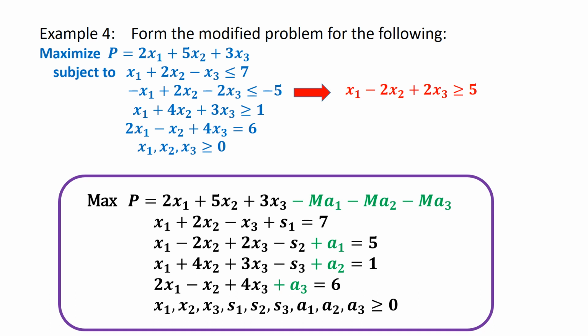Now, because I added artificial variables a1, a2, and a3, in my objective function, I'm going to subtract ma1, ma2, and ma3. So my new objective for the modified problem is p equals 2x1 plus 5x2 plus 3x3 minus ma1 minus ma2 minus ma3. And all of my x's, all of my s's, and all of my artificials are greater than or equal to 0.